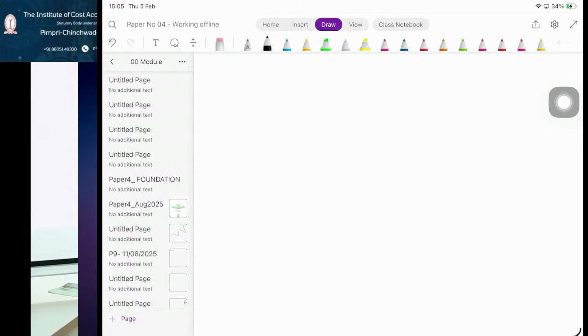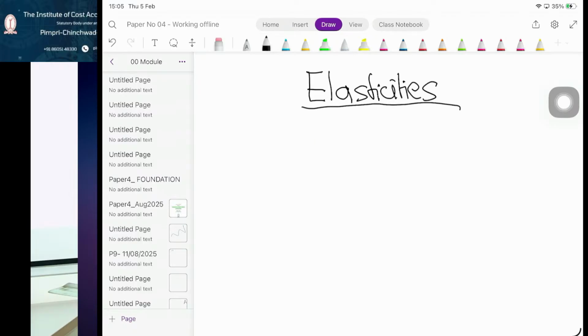Okay, so I've started with the lecture. In the last lecture, when we stopped, we were discussing the concept of elasticities. We have seen that there are three main types of elasticities that can be measured. One is price elasticity of demand. Then we have seen income elasticity of demand.